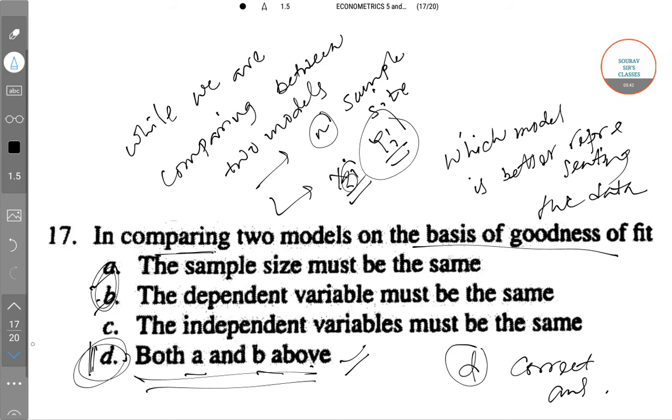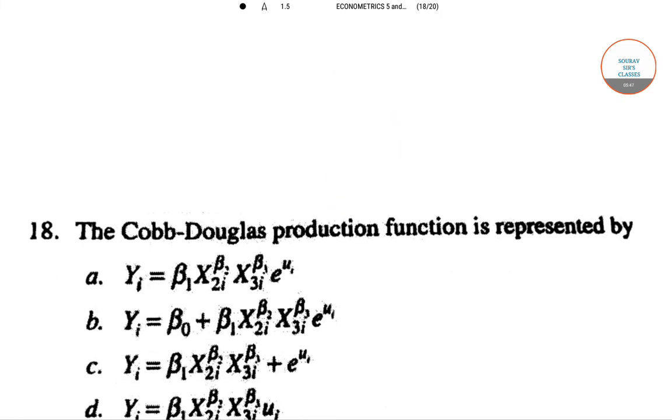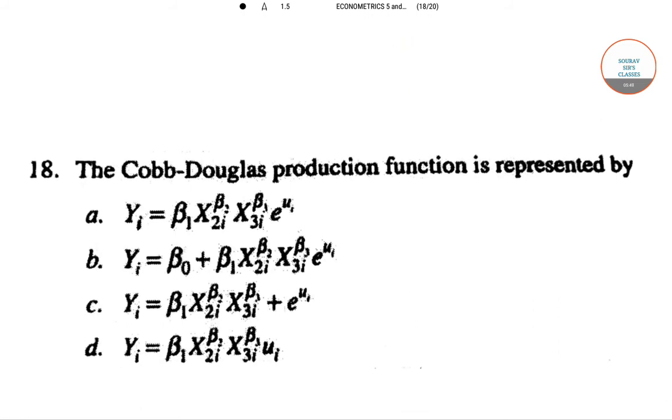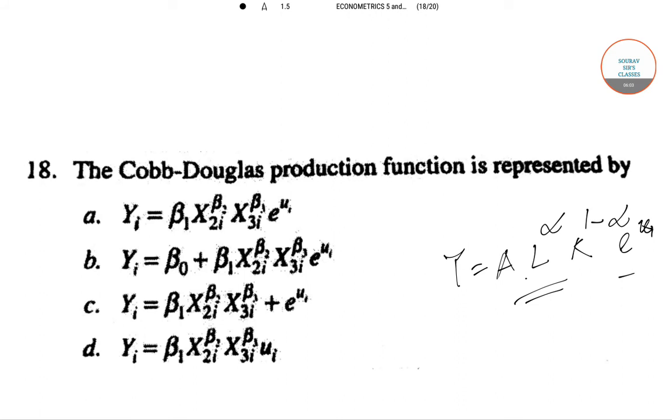Moving to the next question. The Cobb-Douglas production function is represented by which of these? The standard Cobb-Douglas production function is something like this: lambda to the power alpha, one minus alpha. If we want to add an error term to it, that would also be in product form, something like this. The model which resembles the Cobb-Douglas production function is this one, so option A is the correct answer.